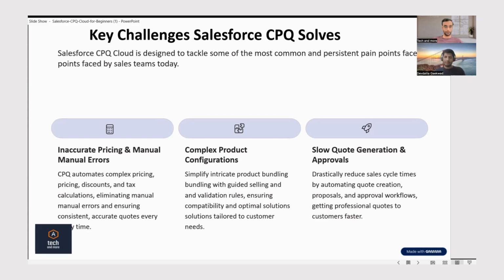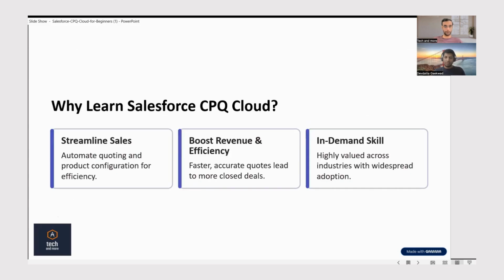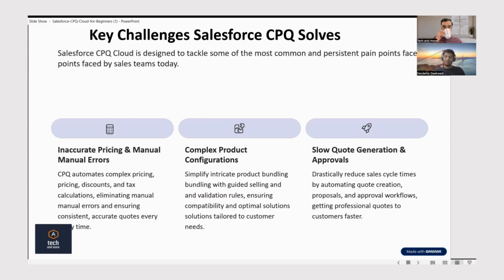Then complex product configuration, where certain products have to go with some particular product. If we have a laser jet printer or an inkjet printer, that printer has to go with a particular bundle, like some toner or maybe a bundle of paper. That has to go with a certain bundle. So CPQ helps us to configure those products.